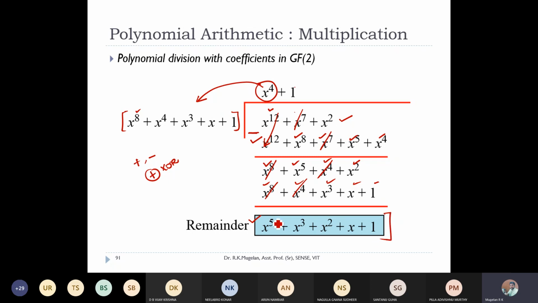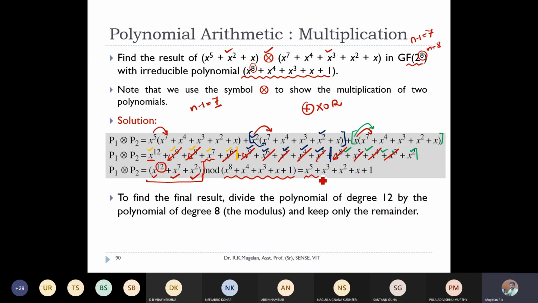Here you can see this value, the highest degree is x power 5, which is less than the highest degree allowed for the Galois field of 2 power 8. The highest degree should be 8, sorry, 7. Here at last we got it to be 5. Thereby the answer is x power 5 plus x cube plus x square plus x plus 1. This modulus part comes into the picture only when the highest degree is greater than 7. Even if it is equal to 7, we will stop with that part.